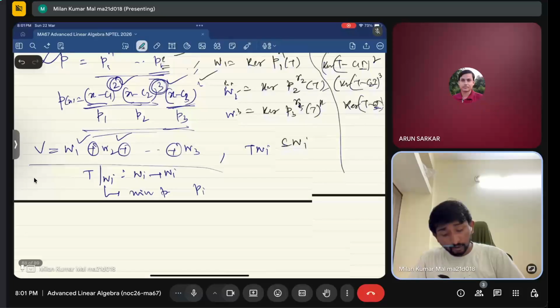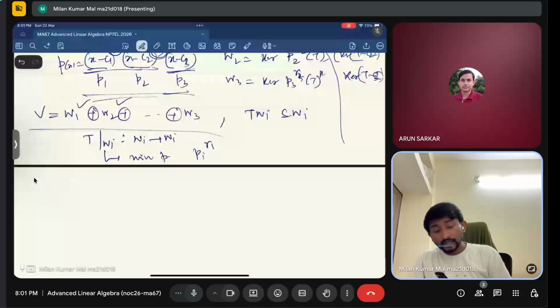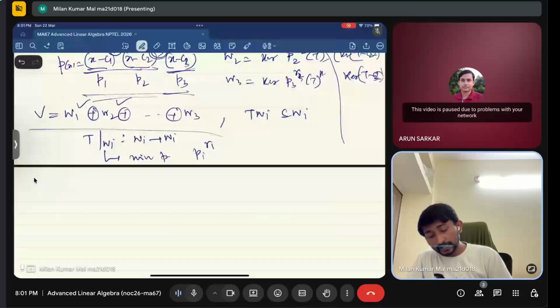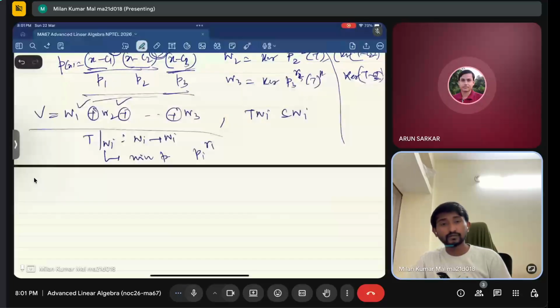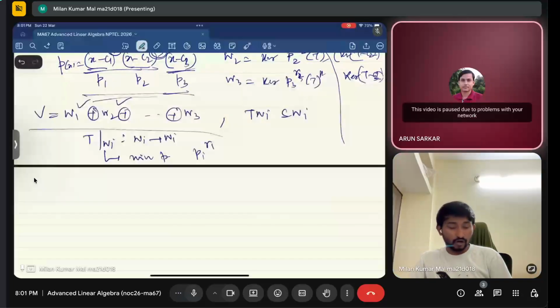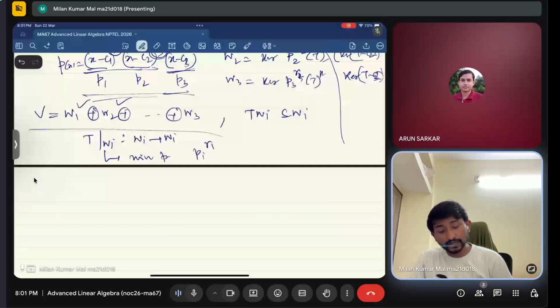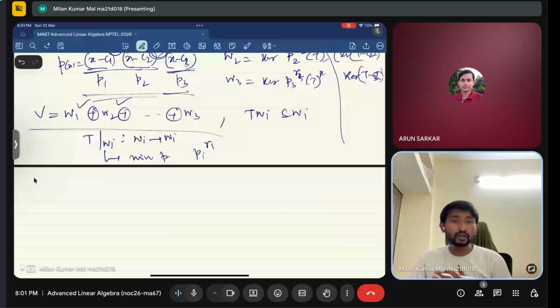And one point I must point out: whenever you have a minimal polynomial that looks like this, the characteristic polynomial will also look like a product of Pi to the power Di, where the Di's are greater than or equal to the Ri's. Not always will we have linear factors, but here we may have monic polynomials which are not linear.